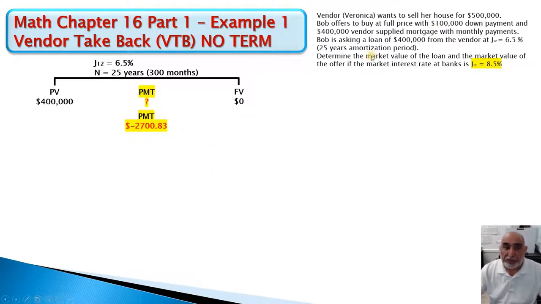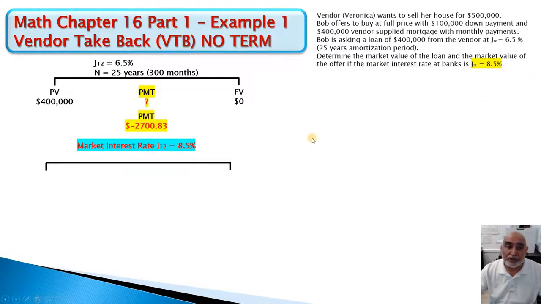So next, we look at the second paragraph. We're trying to find the market value of the loan and the market value of the offer. We draw another timeline diagram. On this timeline diagram, we put in the market interest rate, and we put in the time period, which is the same time period. Okay, no term. That means same time period. And from this diagram, we bring the payment here, and we're finding the new PV.